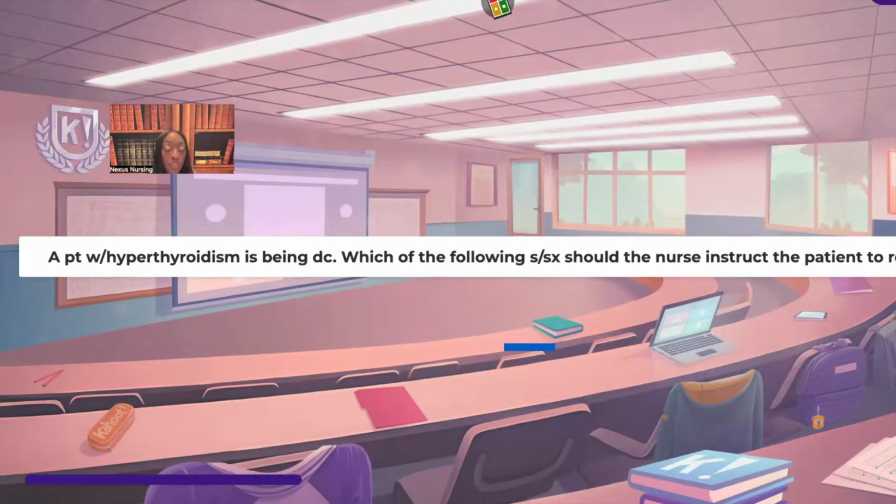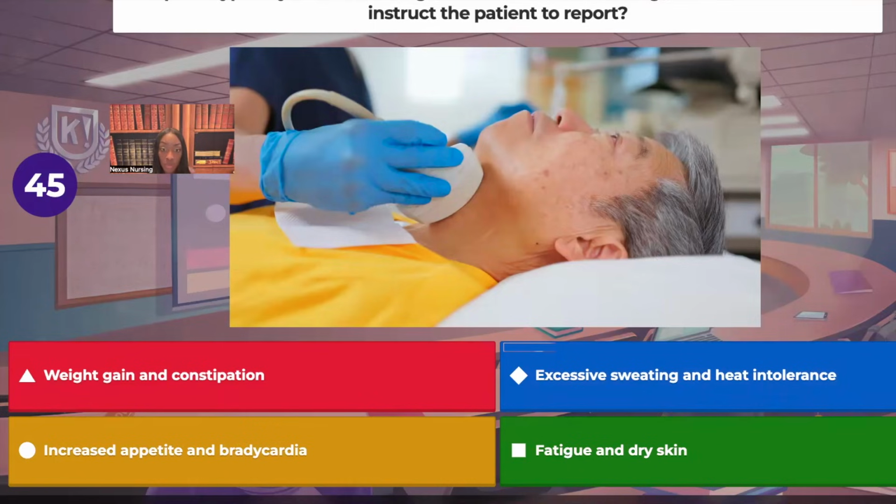Okay, a patient with hyperthyroidism is being discharged. Which of the following signs and symptoms should the nurse instruct the patient to report? Weight gain and constipation, excessive sweating and heat intolerance, increased appetite and bradycardia, fatigue and dry skin. Which would you go with?